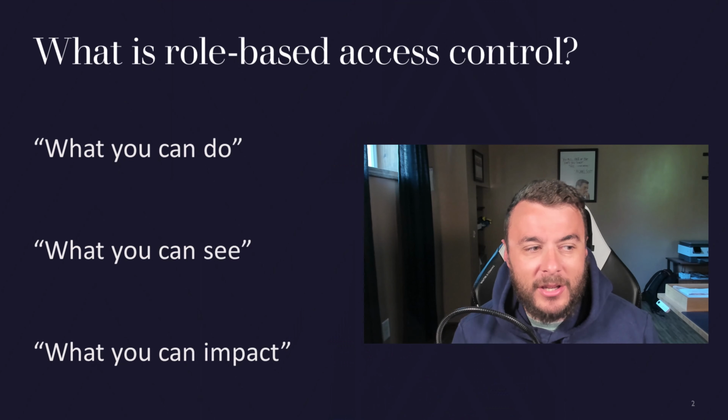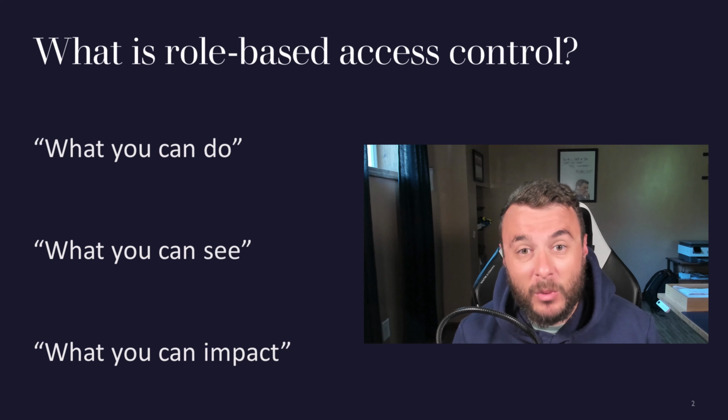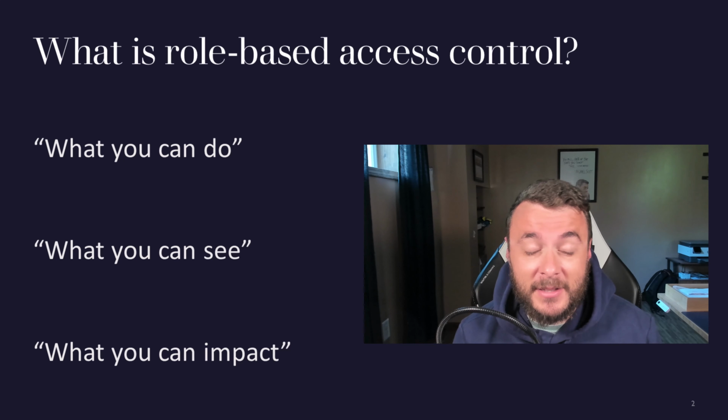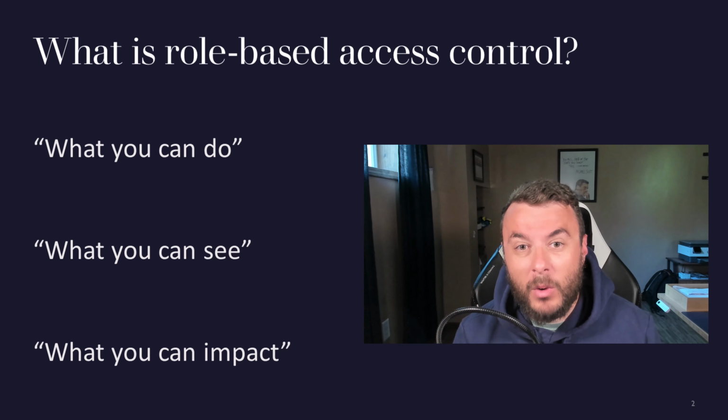Now, remember, let's start at the beginning. Role-based access controls are what you can do, what you can see, and what you can impact, right? So what you can do, those are the permissions that you define in Microsoft Intune. These would be things like device configuration: create, read, update, delete, assign. Same thing for managed apps, same thing for managed devices, and so on and so forth. What you can see, those are scope tags, right? Scope tags control what you can see in the console and are able to take action on.